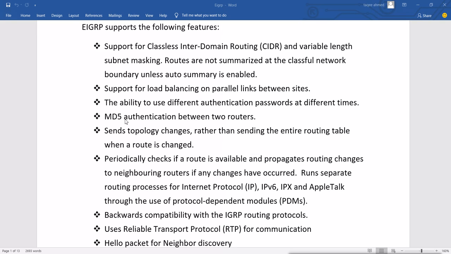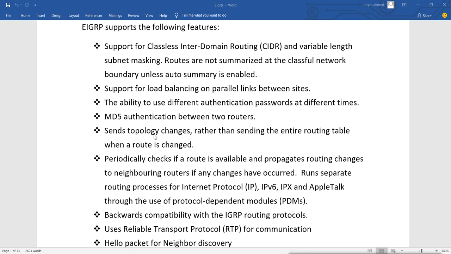So when it sends the authentication data, it hashes the data with this hashing algorithm MD5. So it will become more secure. If anyone gets the data in between, they will not be able to crack it.